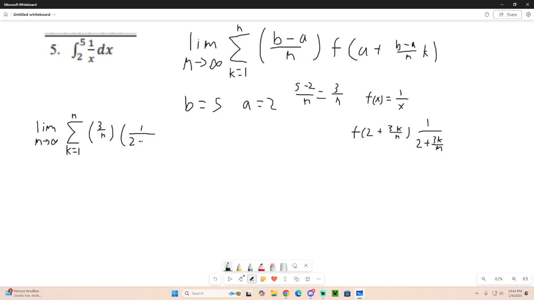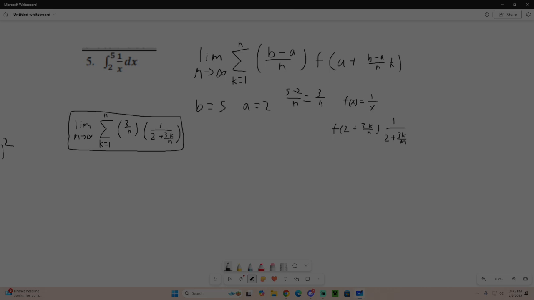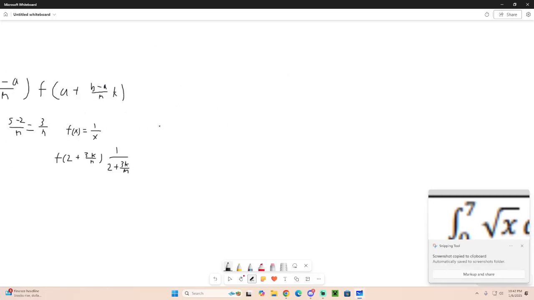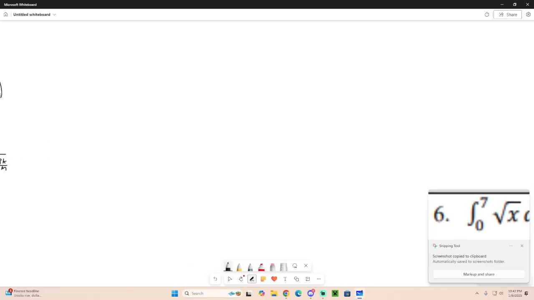Yes. So we have 1 over 2 plus 3k over n. Because width times length is the area of a rectangle. And this is our answer. Our width is 3 over n. Our length is 1 over 2 plus 3k over n. Isn't that insane? Yes, that is correct.